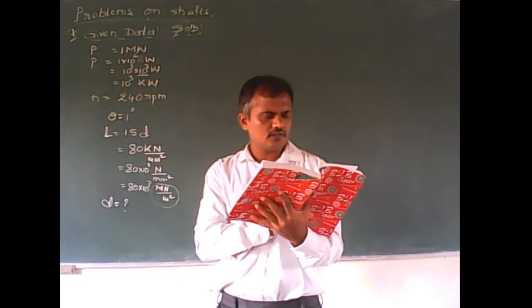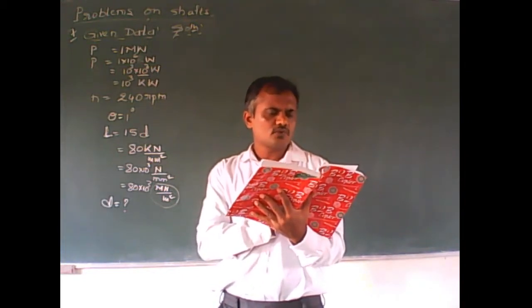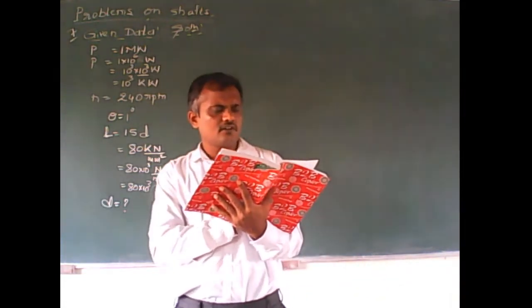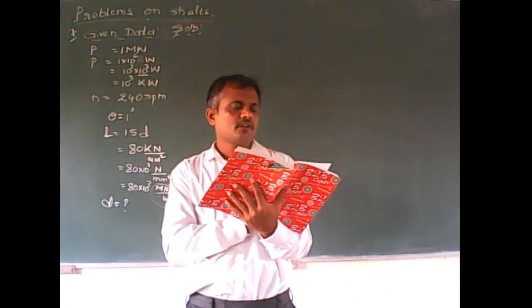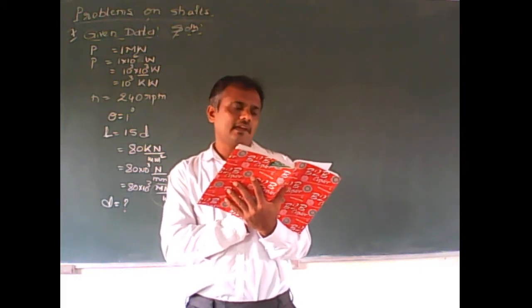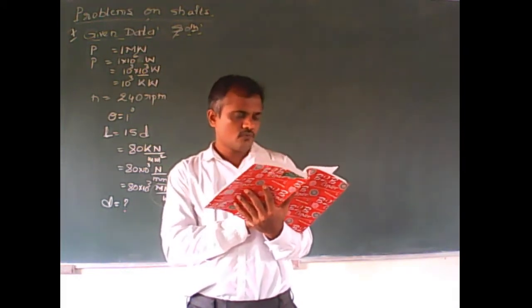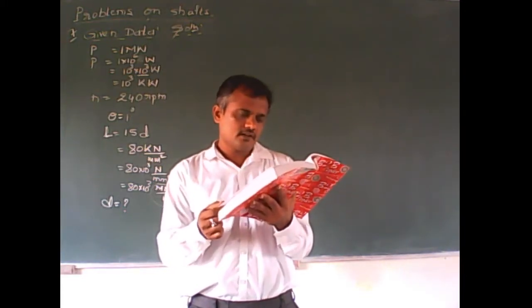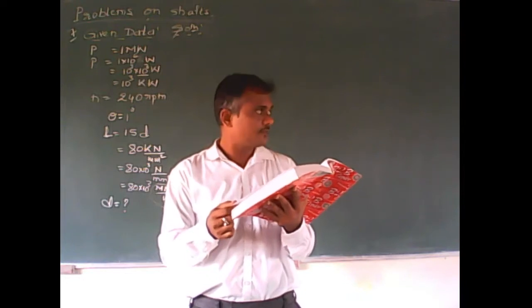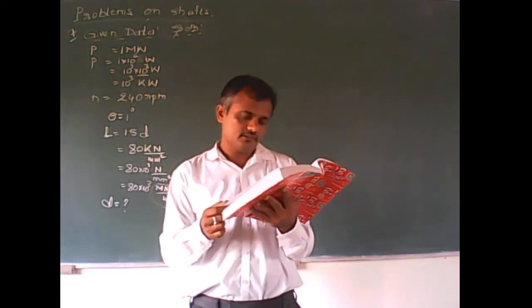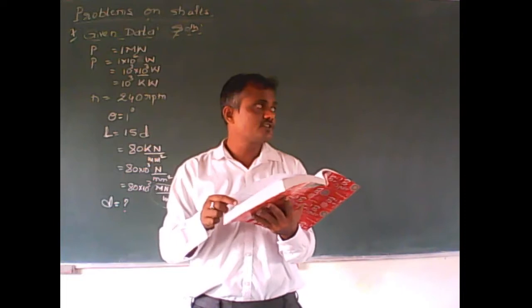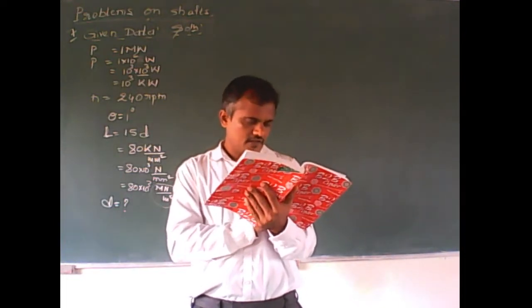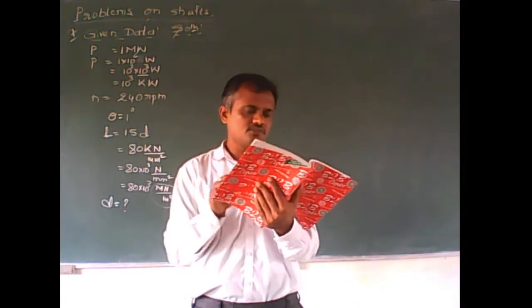So in the data book, theta is equal to TL by JG, or equation number 3.2, that is 584 TL upon G D raised to 4, where G is nothing but... here I can refer to capital G, as it has been given. Whether it is given, we have to check. What is the G value? It is not mentioned.